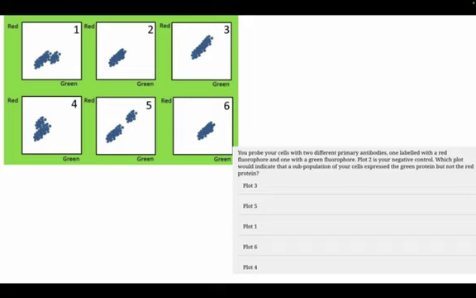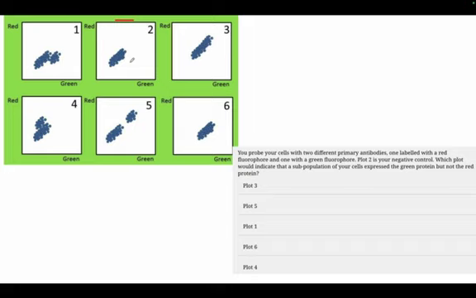So these are some examples of scatter plots from a flow cytometry experiment. We have probed the cells with two different antibodies, one labeled in red and one labeled in green. Red is on the x-axis, green is on the y-axis. Plot 2 is the negative control. Which plot would indicate that the subpopulation of cells expressed green protein but not the red protein? So this is the negative control. This group is going to be present in our sample.